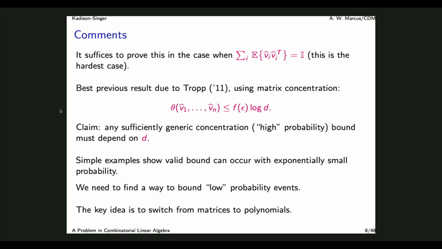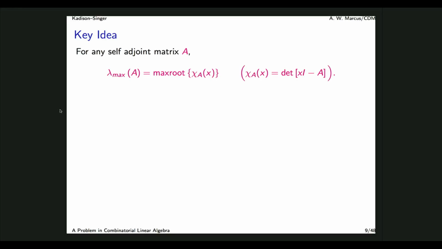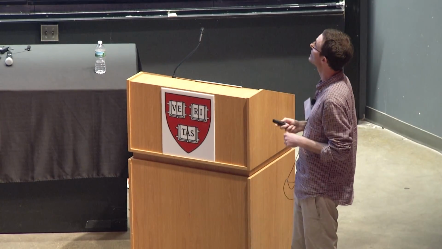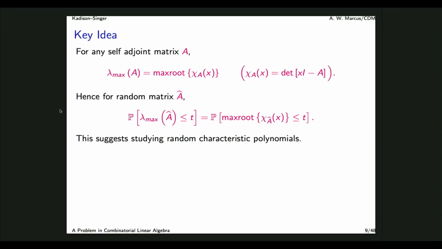And as he mentioned, the key idea is to switch from matrices to polynomials. For any self-adjoint matrix A, the largest eigenvalue of A is the maximum root of its characteristic polynomial. Remember, the characteristic polynomial is that. And so for a random matrix A, the probability that the largest eigenvalue is less than or equal to t is the same as the probability that the maximum root of your polynomial is less than or equal to t. And so this suggests possibly studying random characteristic polynomials.